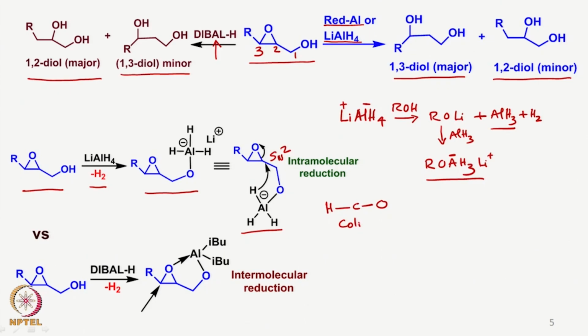Then you have the proper SN2 type of reaction taking place, and this is exactly what happens. So, you have an intramolecular reduction after the lithium aluminum hydride has reacted with the alcoholic part of the epoxy alcohol, and the reaction occurs in an SN2 fashion, in an intramolecular fashion.